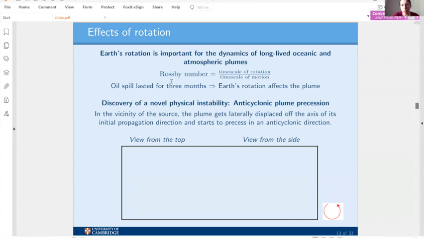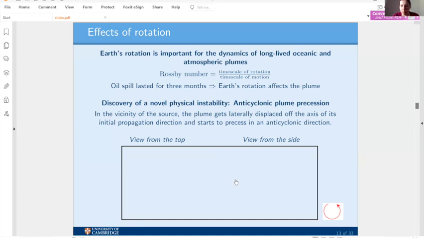And the Rossby number is conventionally defined as the timescale of rotation to the timescale of motion. Now, because the oil spill lasts for 3 months and several rotation periods of the Earth, we conjecture that it might very well be possible that the oil plume was also affected by the rotation of the Earth. And that motivated us to have a look at the effects of the background rotation on the dynamics of a multiphase plume. So let me show you what happens.